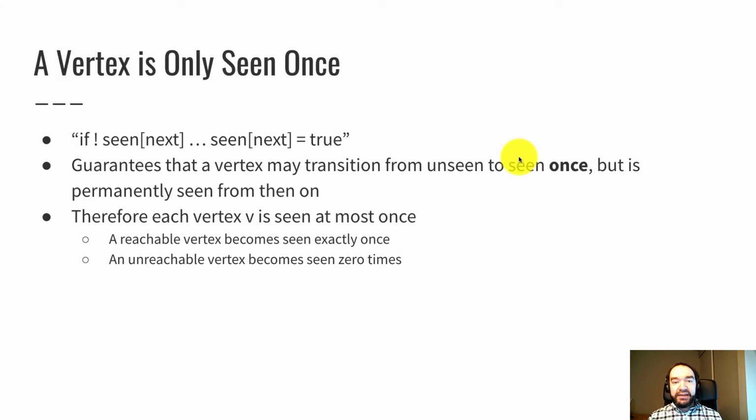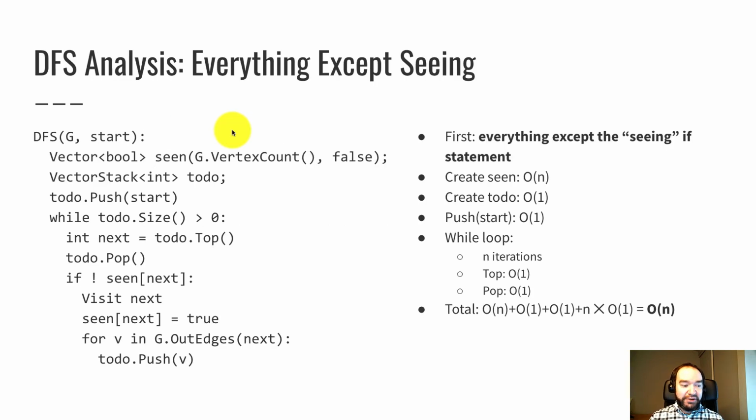Now, in order to analyze that seeing part, we need to make one observation about the nature of these algorithms, which is that a vertex can only be seen once. It's just an important detail that's not obvious. So remember the logic of that if statement that decides whether to see a vertex says if seen of next is false, so if I haven't seen the vertex, then we do some stuff and then set seen of next to true. If you look at the pseudocode here, just focusing on those parts, if seen of next is false, then do something, and then set seen of next to true, and then do something.